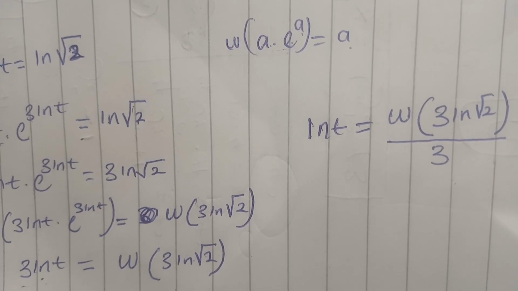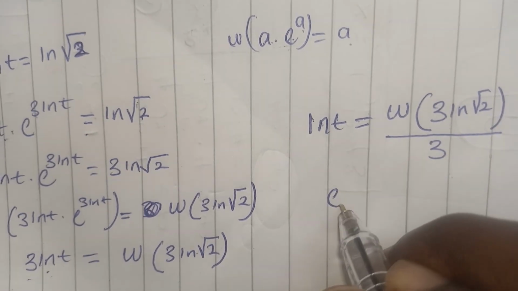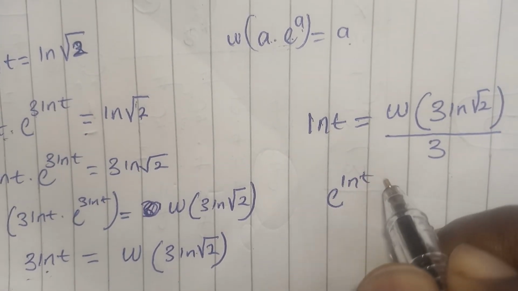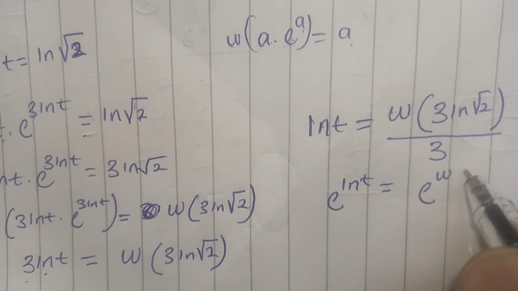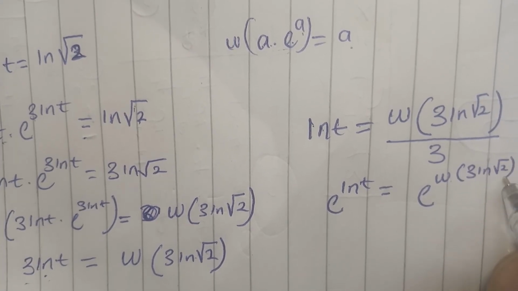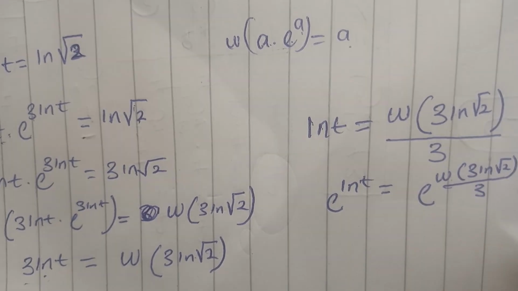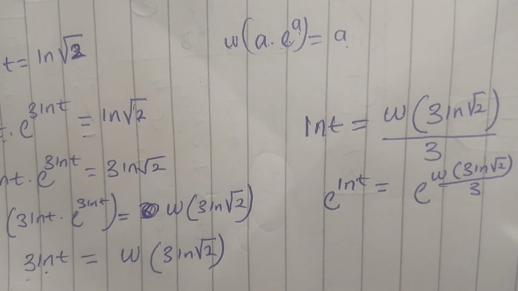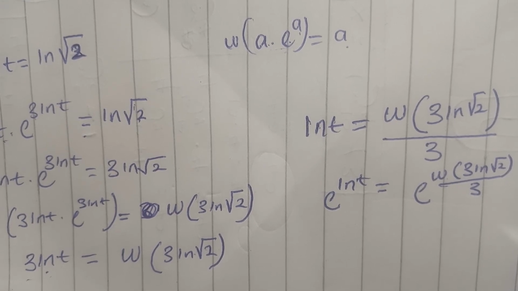Okay, so having done this, we are now having ln of t, but we are looking for t, the value of t. So if we want to get the value of t, we'll take exponent of both sides. So we take exponent of ln of t is equals to exponent of Lambda doublet function into 3 ln of root 2 over 3.